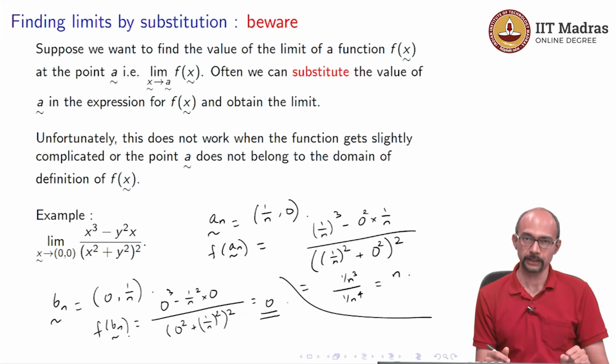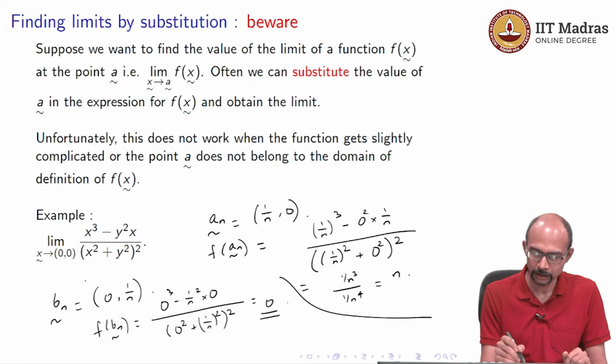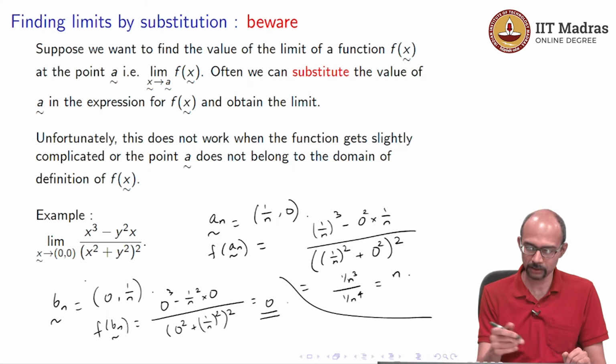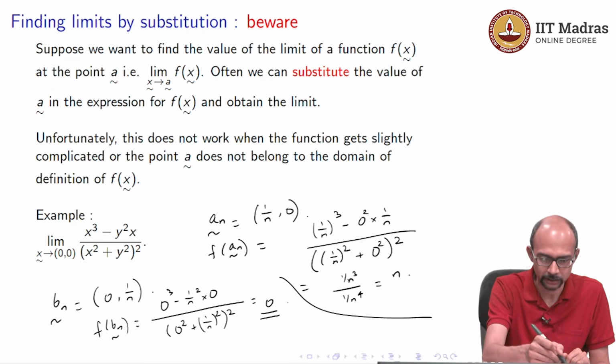Notice what is happening here. Along the x axis, as we take a sequence (1 by n, 0), f of ã_n diverged to infinity. Along the y axis, the sequence actually converged to 0. So, we have two sequences which are giving us two different limits. In fact, one of them diverges, so this limit does not exist. The main point is you cannot substitute. In this kind of function, you cannot substitute, and this limit actually does not exist.